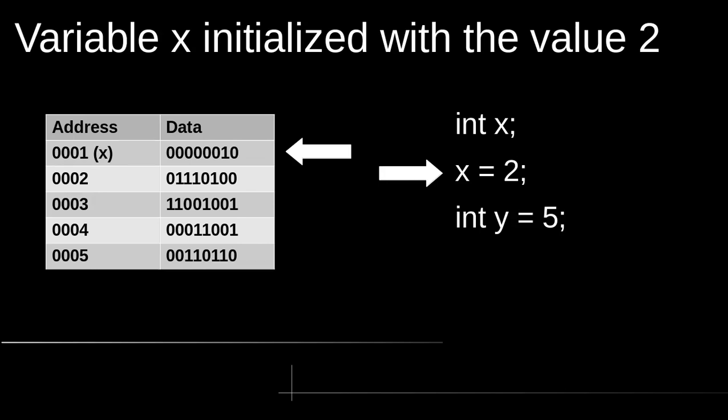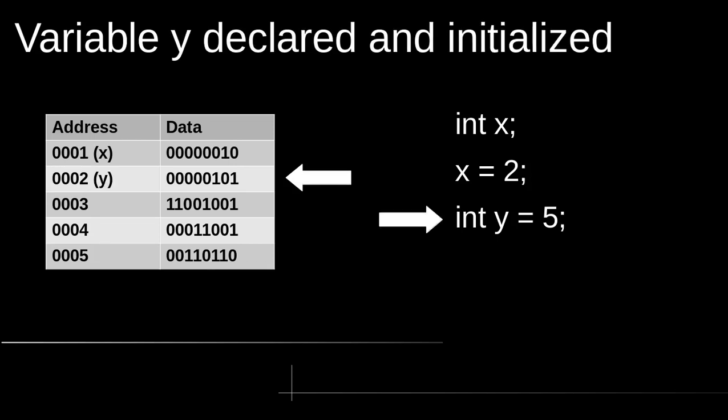We declared x as an integer, so we can only assign integer values to it. As you can see, after x is set equal to 2, the value for memory address 0001 is now 00000010, which is the binary representation of the number 2. The third line both declares the variable y and initializes it to 5. It has been assigned the memory address 0002 and stores 00000101, which is the value 5 in binary.